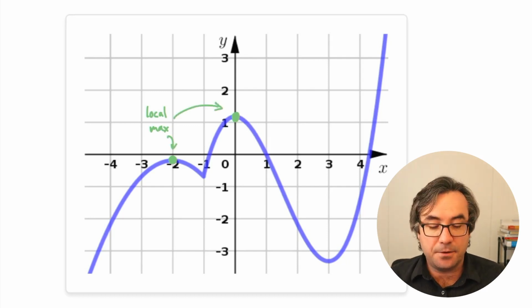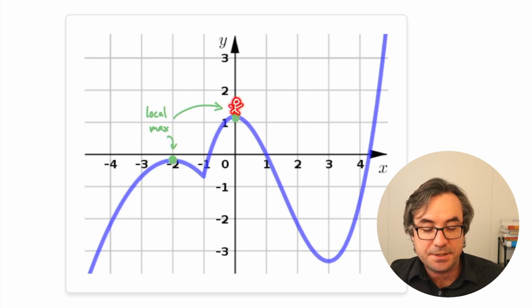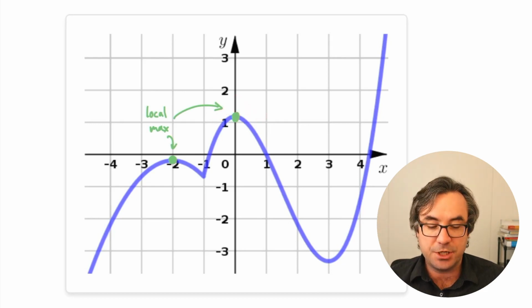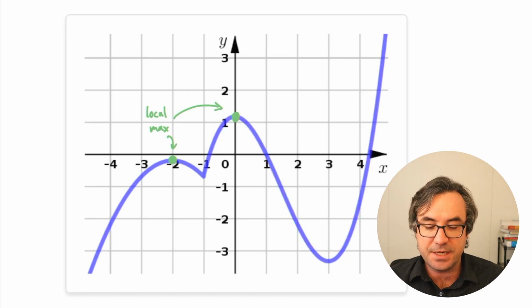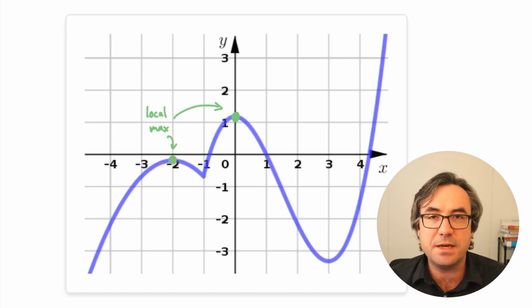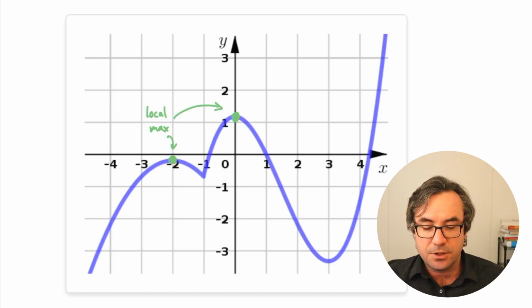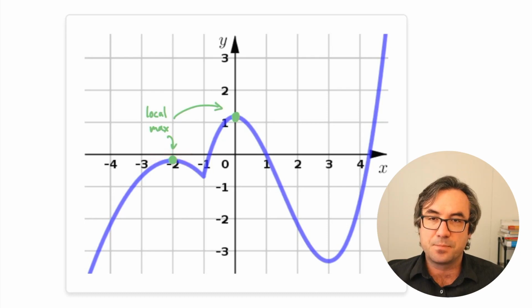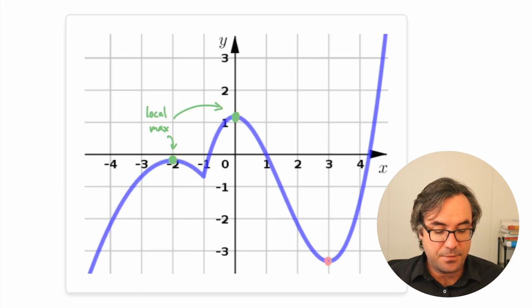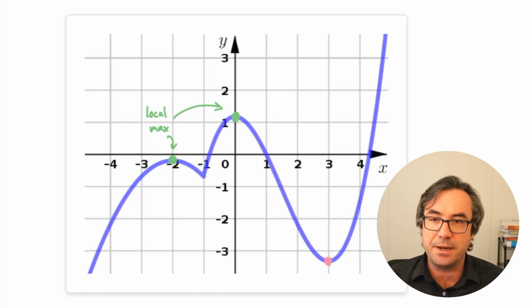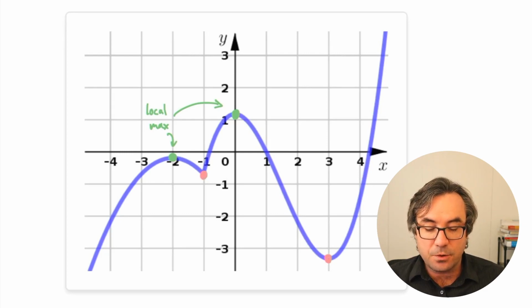And again, imagine you're standing at that point. If it's a local max and you took a step in either direction, it should be downhill, which in this case it is. Now it doesn't matter that eventually if we go far enough, we're higher up. We're just looking in this immediate area. Same thing over here. At this point, we're standing there and it's downhill in both directions. Now for local mins, we got 2 of them, and probably the more obvious one is right here. So there's a local min, but we also have a local min right here.